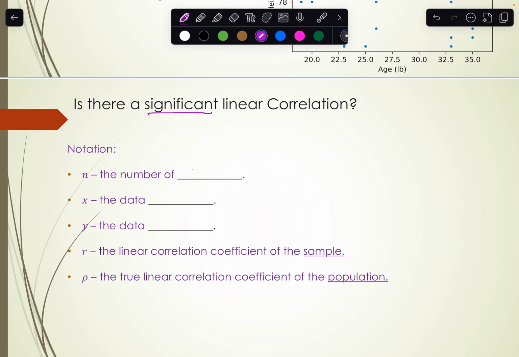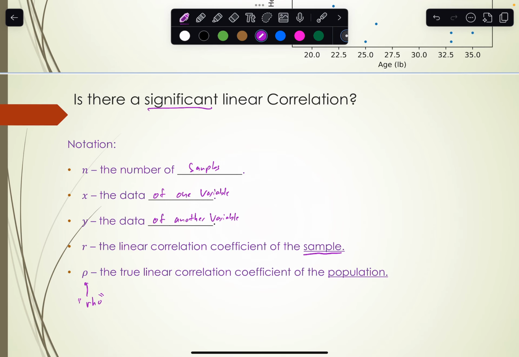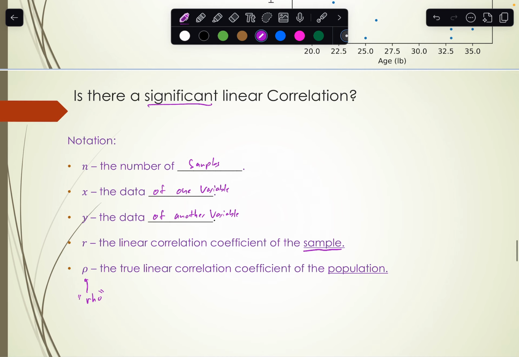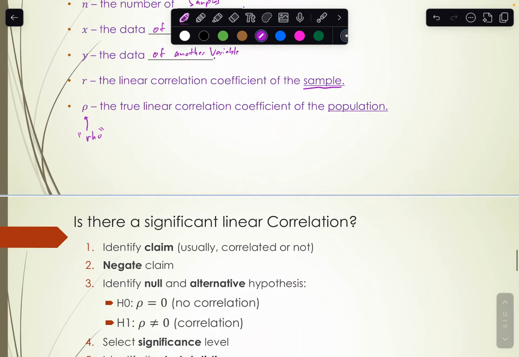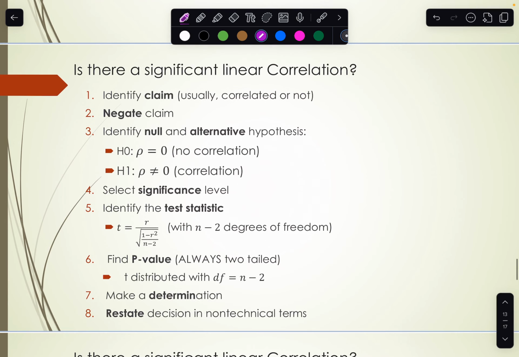All right, as before, n is the number of samples or subjects, x is the data of one variable, y is the data from another variable, r is the linear correlation coefficient of the sample, and rho is the true linear correlation coefficient of the population. Now, this is what the test entails.